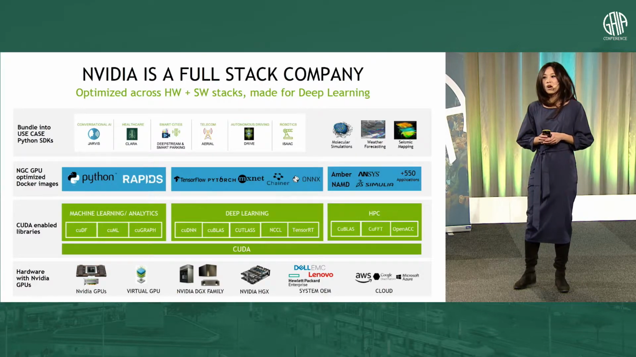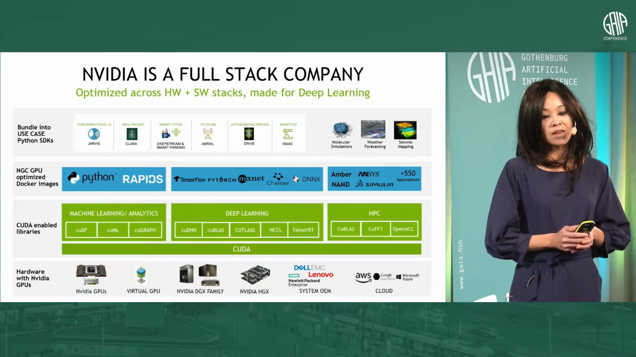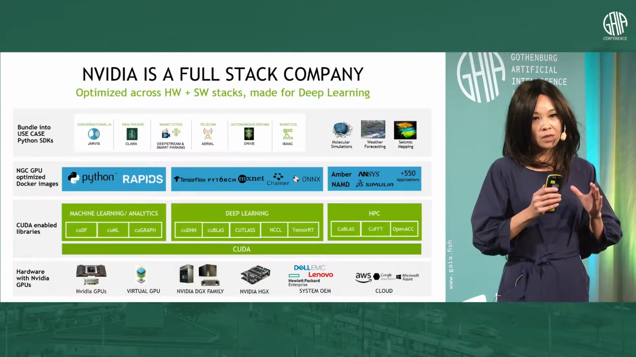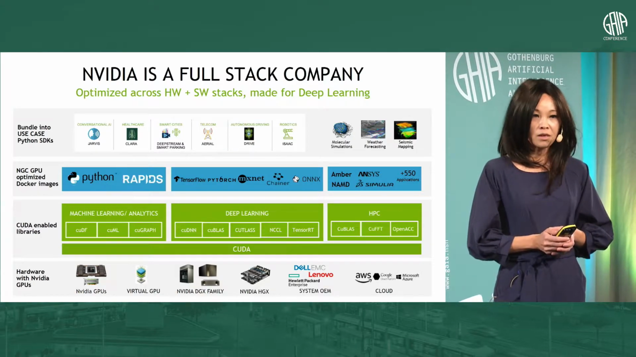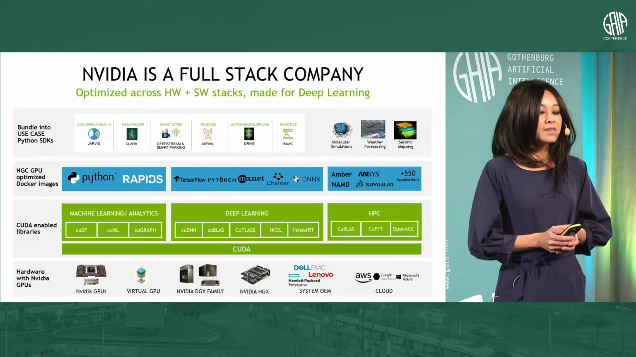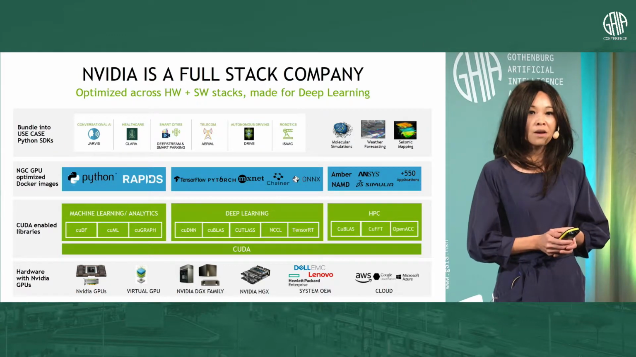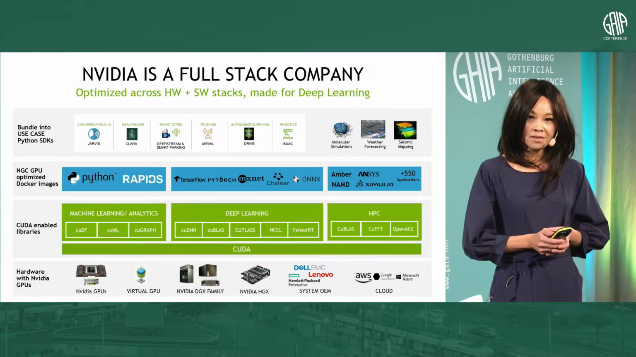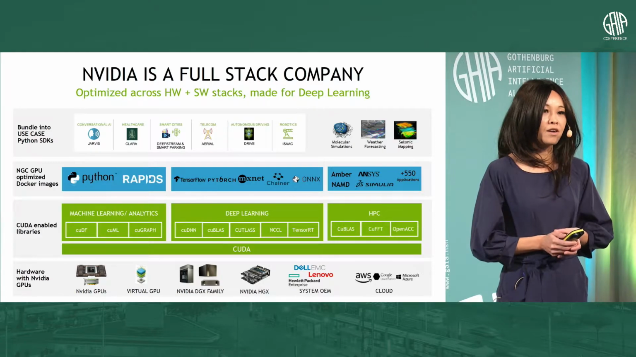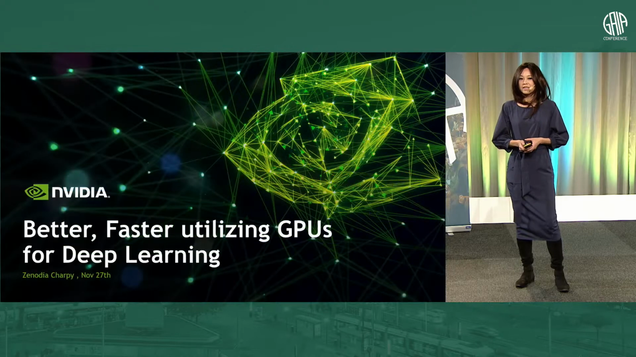However, we also want to transfer our learning from industry, bundled in a Python SDK, end-to-end for you, so you can take advantage of that. Some examples are Jarvis for conversational AI, Clara for healthcare and genomics, DeepStream for smart cities, and so on. All right, so we're really going to talk about this topic, better, faster, utilizing GPUs for deep learning.